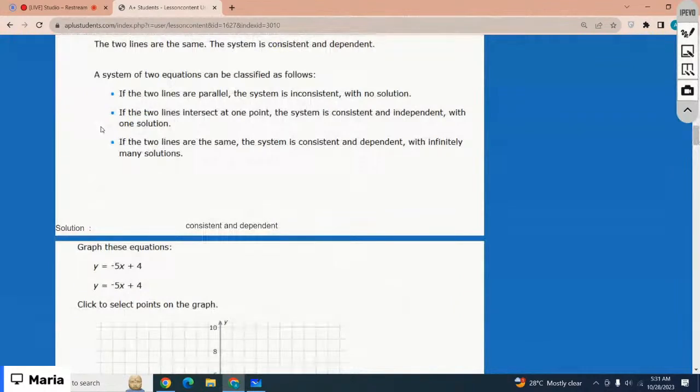So if the two lines are parallel, the system is inconsistent with no solution. If two lines intersect at one point, the system is consistent and independent with one solution. If the two lines are the same, the system is consistent and dependent with infinitely many solutions. Got it? Let's start with the practice questions.